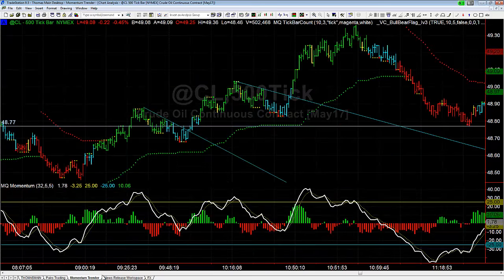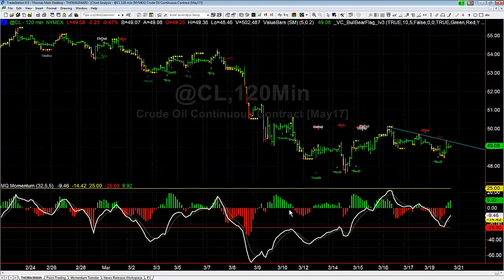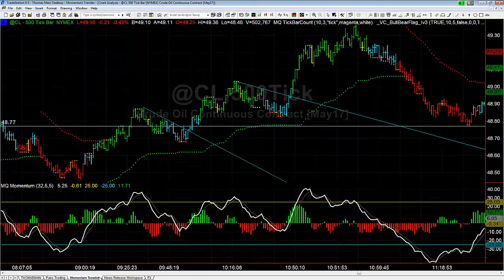So make sure when you're trading these intraday, these short-term setups like this, that you also watch the longer-term setup and make sure you understand where the longer-term support and resistance is, because that can cause your short-term setup to stall or to stop or to even reverse, like you saw here in crude.